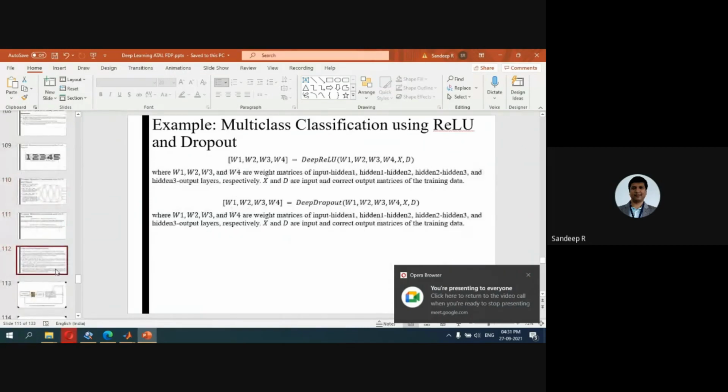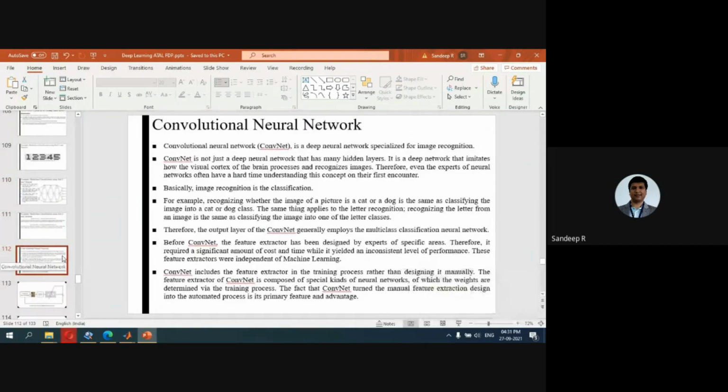Last comes the convolutional neural network. I think Bora sir had spent sufficient time on convolutional neural network. So it's 4:30, I think I'll stop at this point.